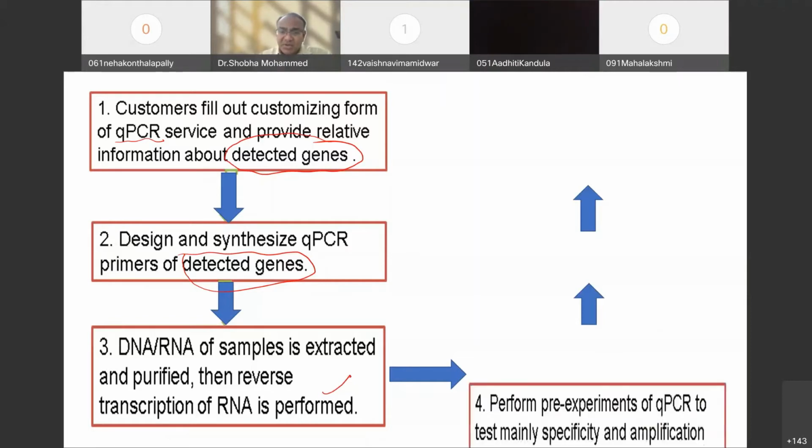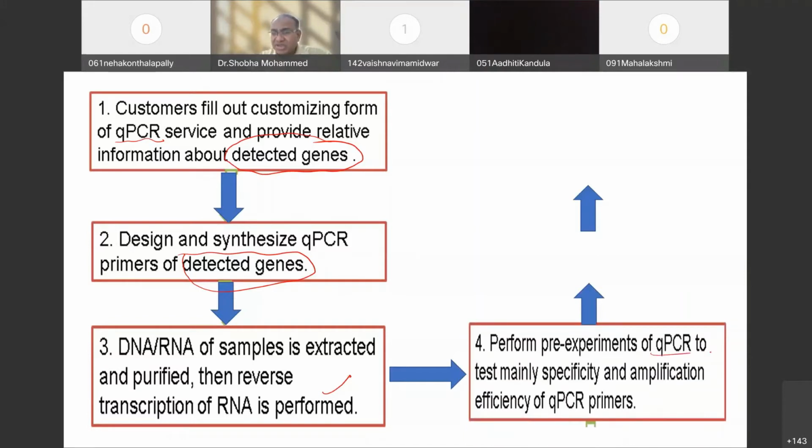Now, once we do that, we perform the pre-experiments of the qPCR to test mainly the specificity, amplification and efficiency of the qPCR primers. So I perform the pre-experiments. I'm not going to directly put the test solution and give the report. First, with a little amount of the fluid which is present, I perform the pre-experiment, to see whether the primers I have given are looking for that particular DNA and help in the synthesis of that DNA or not. Is the amplification giving me the correct result or not?